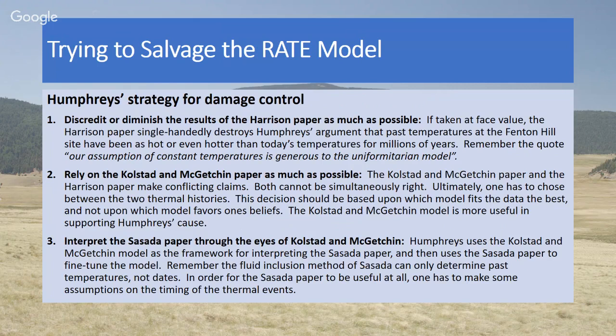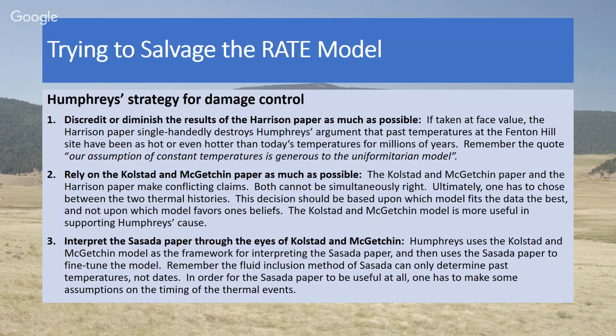And really, you shouldn't pick the paper based entirely on which one's favorable to your model or your hypothesis. You should really put them side by side and say objectively which one matches the available data better. Especially now, in hindsight, we have more data to evaluate these papers than the authors did when they published. And so really what Humphreys should do, and what I'm going to try and do today, is decide between these two papers based upon the available data. But it's true, the Kolstad-McGretchen paper is more useful in supporting Humphreys' cause.